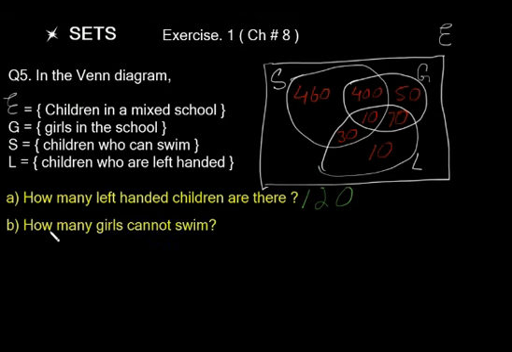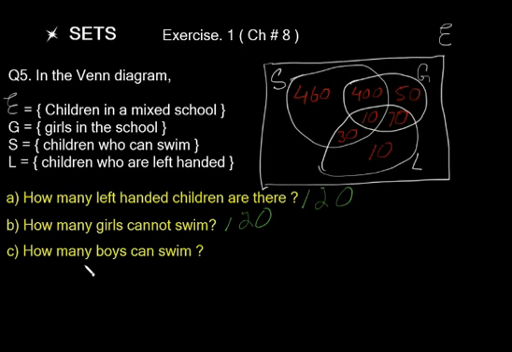In part B it says how many girls cannot swim. Now he's asking about the girls who cannot swim. It means that you just have to look in the circle of G, these are all the girls, and he's looking at cannot swim, and you just have to avoid those intersections which are intersecting with the S. So it means that you have to avoid this 10 and you have to add the rest of these 50 and 70, because these 50 and 70 are not sharing or intersecting with the circle S, the swim circle. It means these are the girls who cannot swim. So 50 plus 70 makes 120.